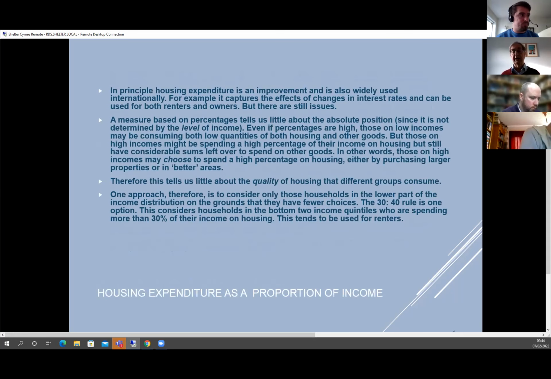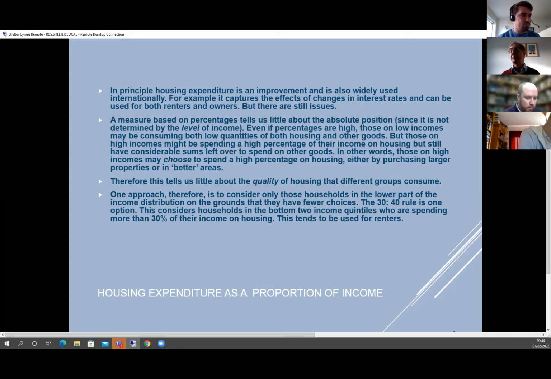The second commonly used measure is housing expenditure as a proportion of people's incomes, which might seem similar, but it's not the same. The difference is that if we look at housing expenditures rather than house prices as a proportion of income, then we get over some of the problems of the previous definition. This is because changes in interest rates are reflected in their expenditure. But there are still problems.